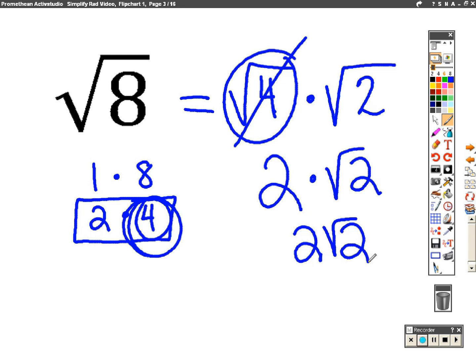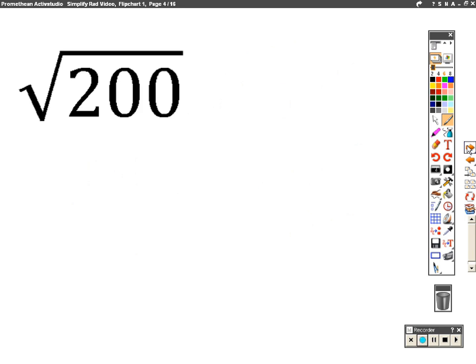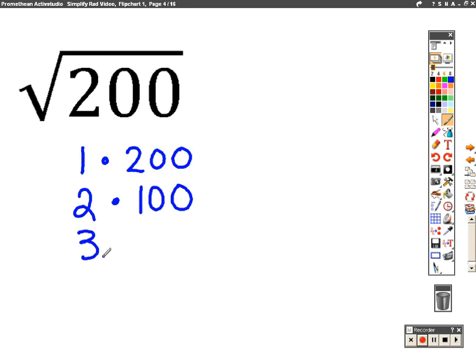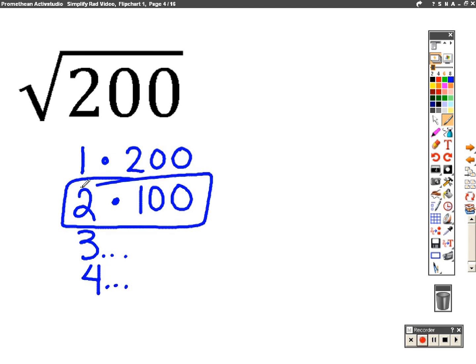Now let's try that one more time. What's the square root of 200? I know, it's some random number again, but let's try our trick. Let's try finding the different factor pairs of 200. 1 times 200 is totally helpless to me. It's like a little ant you want to step on. Or we can do 2 times 100. And now you can keep going if you want to, 3 times what and 4 times what. But I noticed that 2 times 100 will work just nicely since 100 is a perfect square.